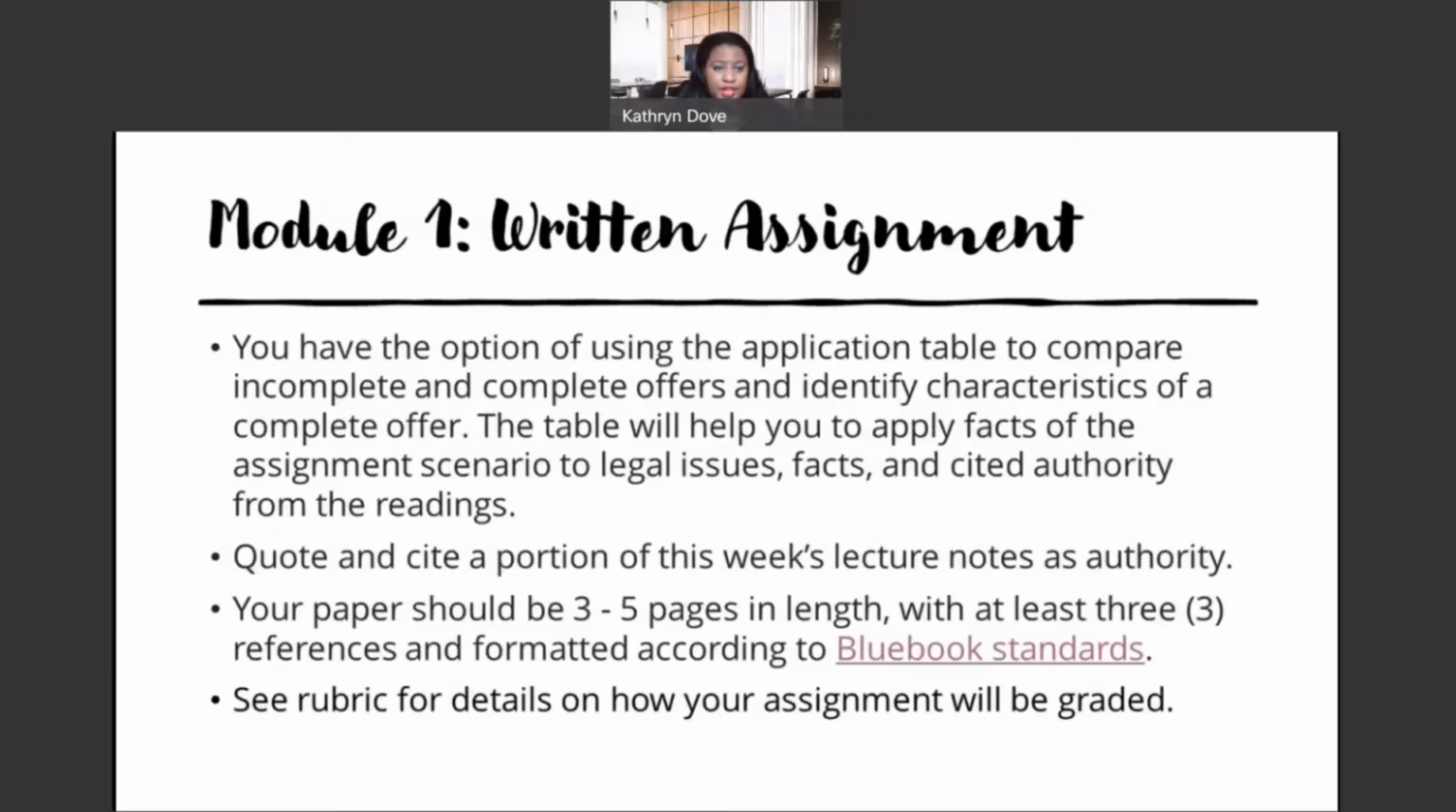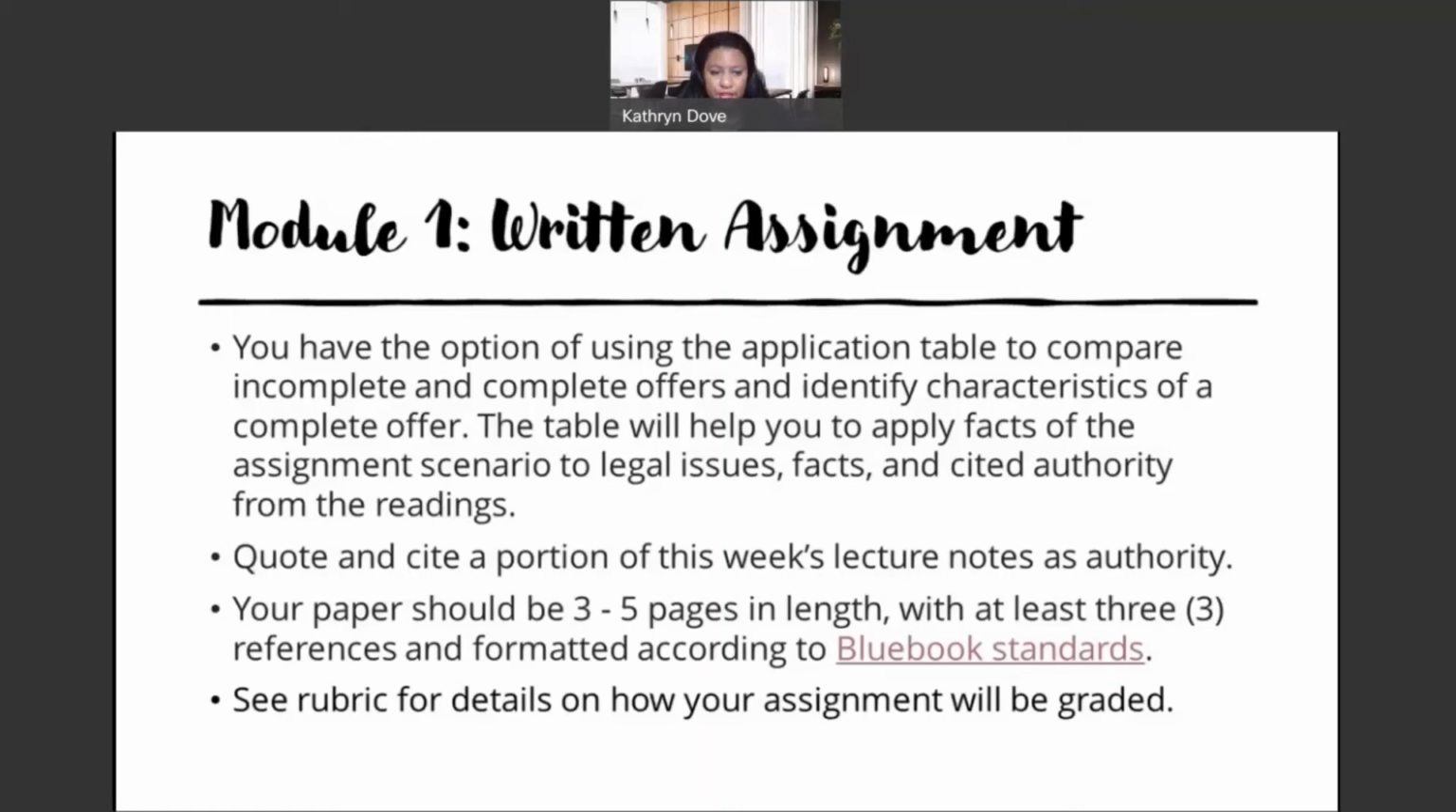In completing the Module 1 assignment, you have the option of using the application table to compare incomplete and complete offers and identify the characteristics and terms of the complete offer. There's a table that will help you apply the facts of the assignment scenario to the legal issues and the cited authority from the readings. So when you are writing about the law and doing an assignment, you always want to cite to legal authorities. And in this case, that would be cases, any relevant cases about definite offers and enforcing oral contracts.